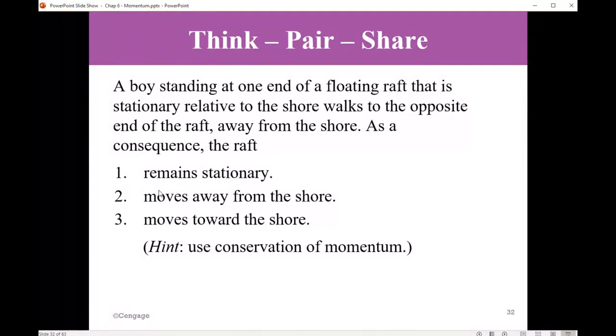A boy standing at one end of a floating raft that is stationary relative to the shore walks to the opposite end of the raft, away from the shore. As a consequence, the raft, we have these options: remains stationary, moves away from the shore, moves toward the shore. Any suggestion?